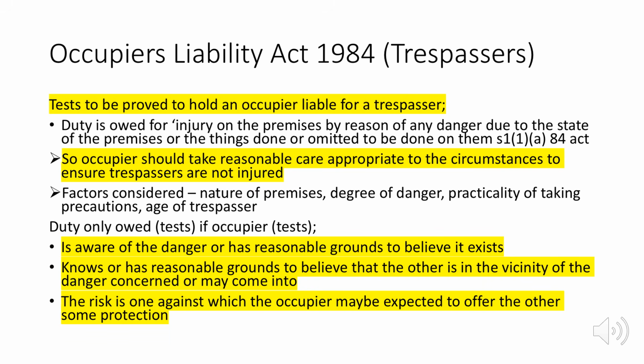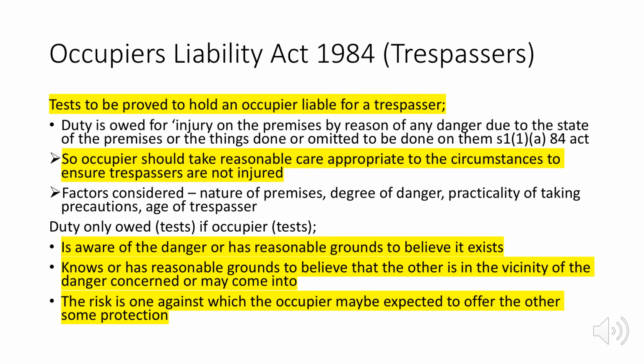Moving on to the 1984 Act, which refers to trespassers. Here are the tests to be proved to hold an occupier liable for a trespasser. Duty is owed for injury on the premises by reason of any danger due to the state of the premises or the things done or omitted to be done on them. That comes under Section 1(1)(a). The occupier should take reasonable care appropriate to the circumstances to ensure trespassers are not injured.